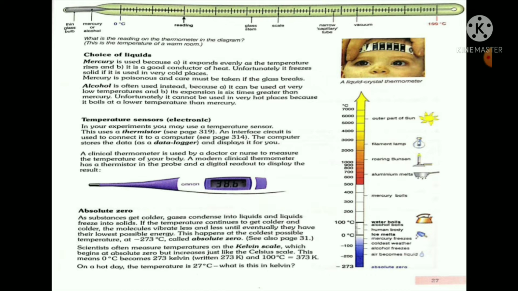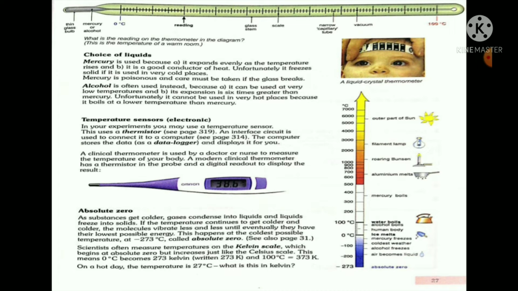The choice of liquids. Mercury is used because A, it expands evenly as temperature rises, and B, it is a good conductor of heat. Unfortunately, it freezes solid and cannot be used in very cold places. Mercury is poisonous and must be taken care of in case the glass breaks.